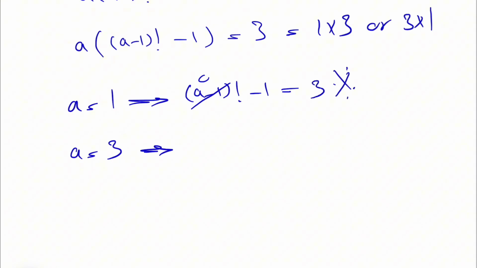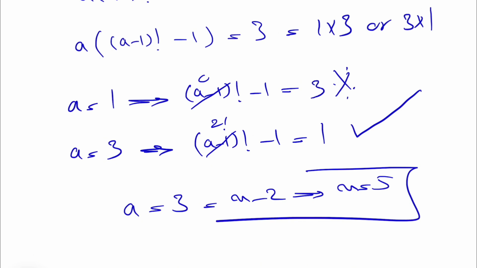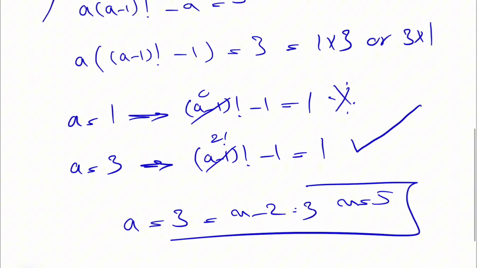But if we have a equals 3, that means a minus 1 factorial minus 1 has to be 1. So if we do that, we'll have 3 minus 1, so we'll have 2 factorial minus 1, which is 1. This works, and that shows that a equals 3 is an answer, and we called our a x minus 2. So we have to be mindful that our x is 5, not 3, since we called our a x minus 2. So that would be the only answer for this one.